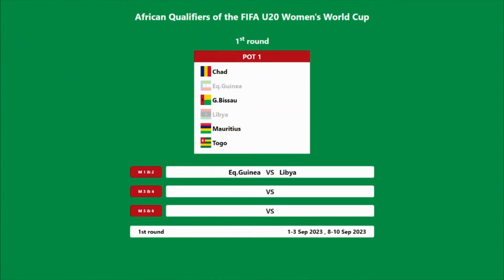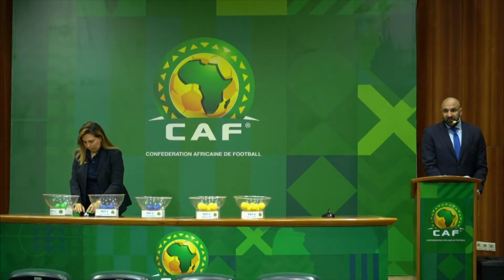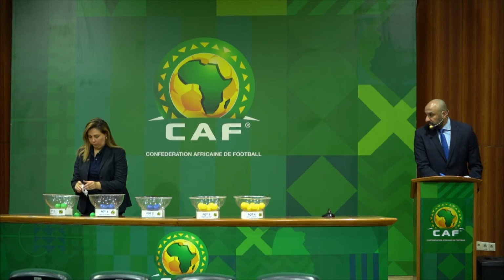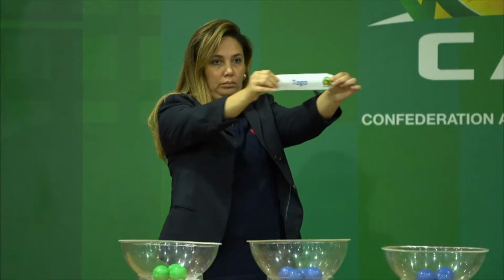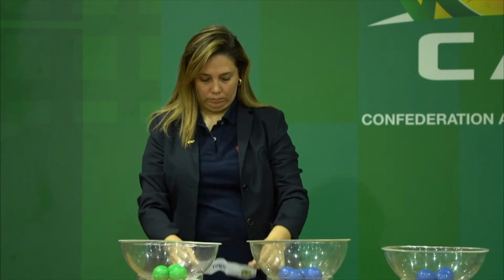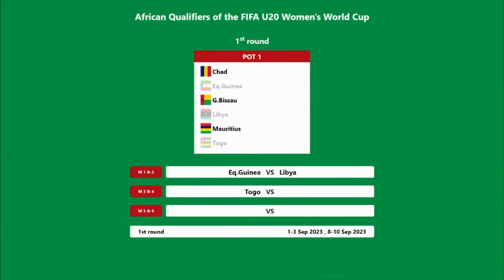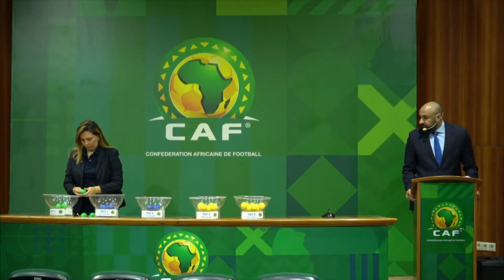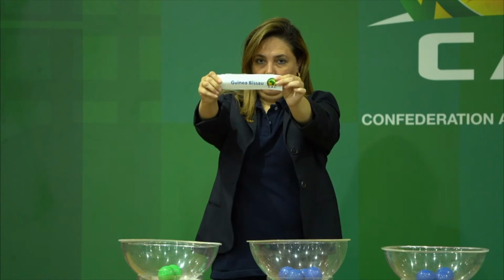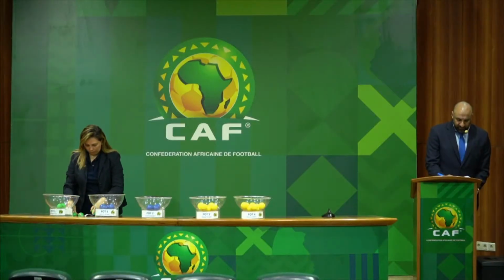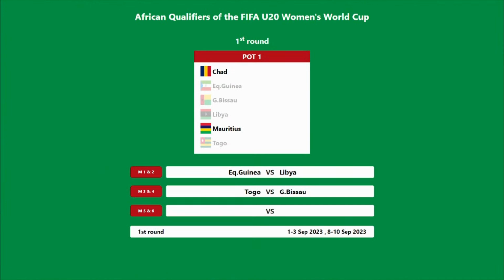The second matches, match 3 and 4: the next team will play match 3 at home. Togo will play the first leg at home, and they will play against Guinea-Bissau. First leg in Togo, second leg in Guinea-Bissau.